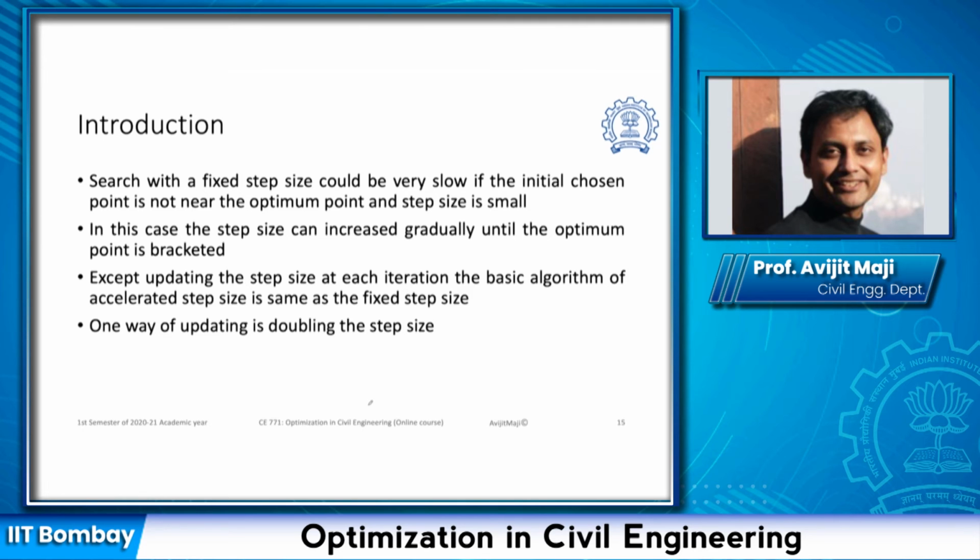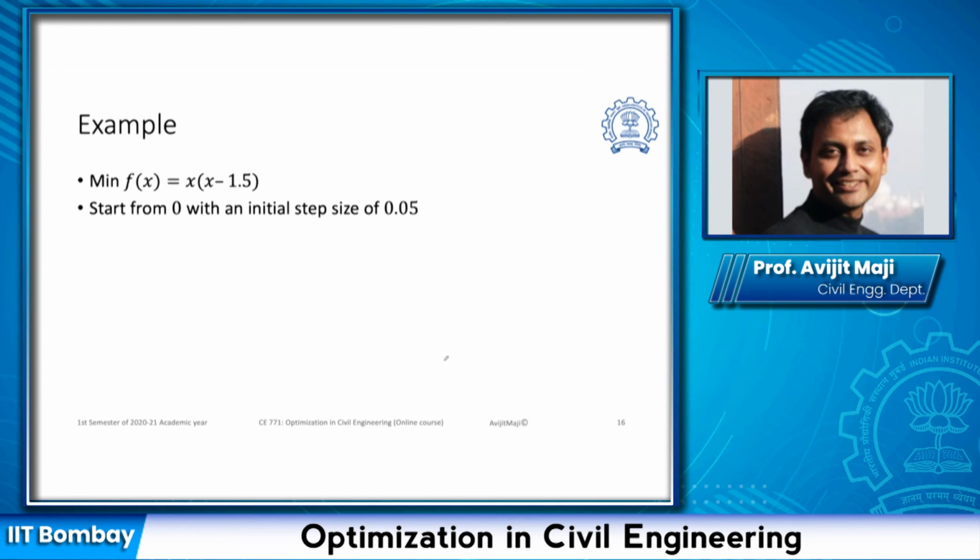One way of increasing the step size could be by doubling the step size. So if we can double the step size, we'll be reaching closer to the optimum point faster. Apart from this change in the step size, the method remains the same as the fixed step size. Let us see through an example how this method works.